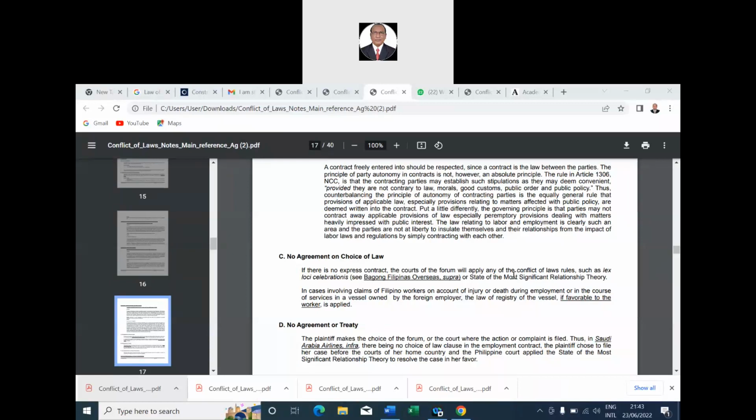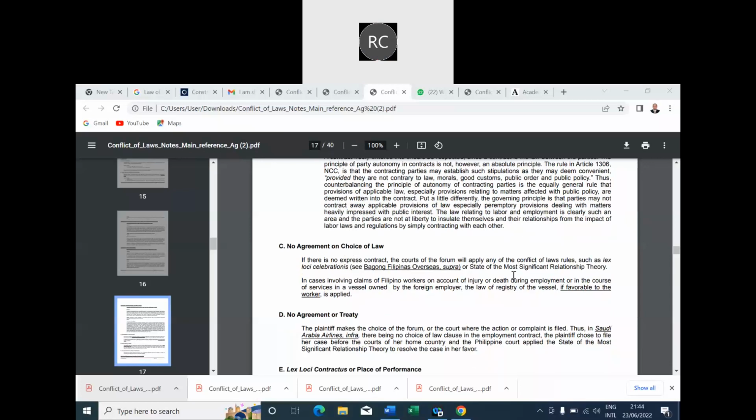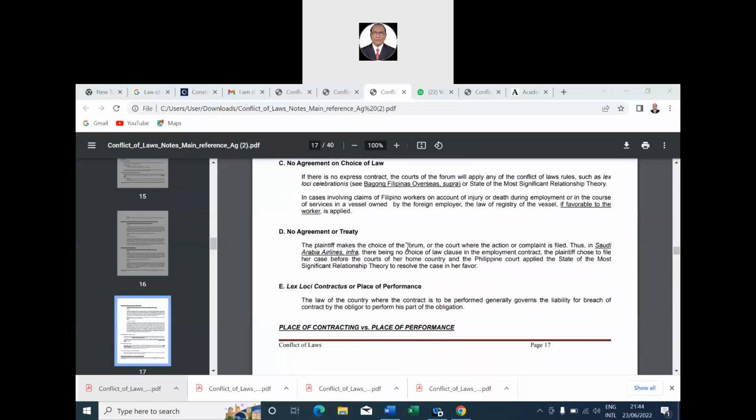Then suppose the student is from, say, Botswana or Burundi. At that instance, he cannot file a case in Burundi because he has accepted the jurisdiction of Mwanza. Is it clear? Yes, sir. So, with no agreement or treaty, the plaintiff makes the choice of the forum, definitely, or the court where the action or complaint is filed, okay.